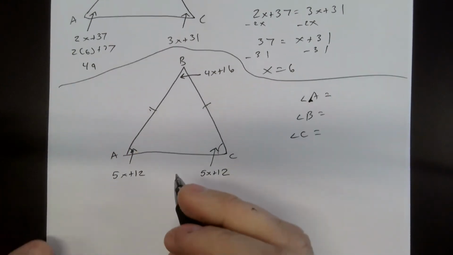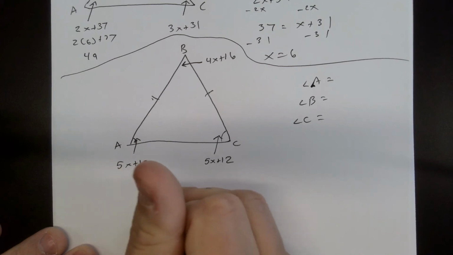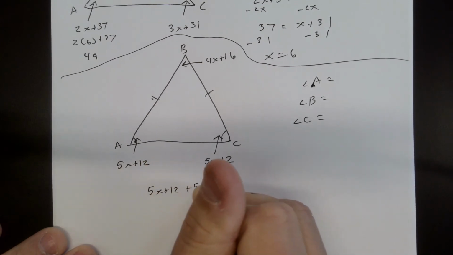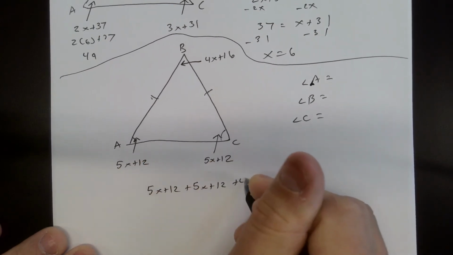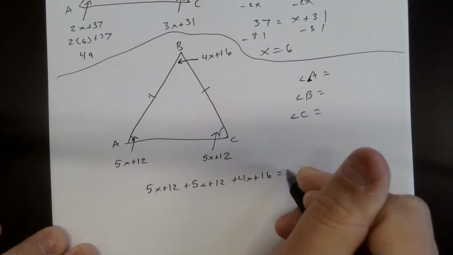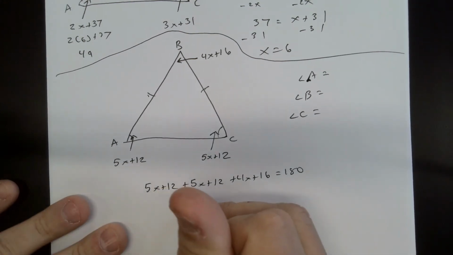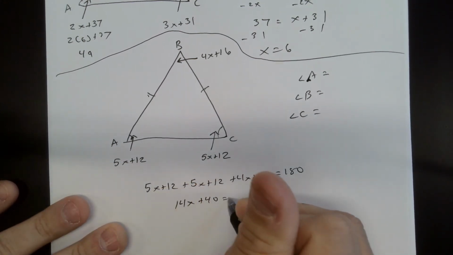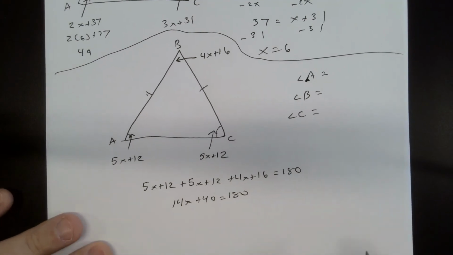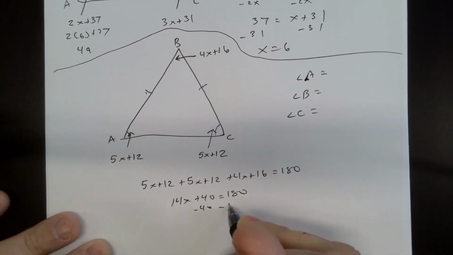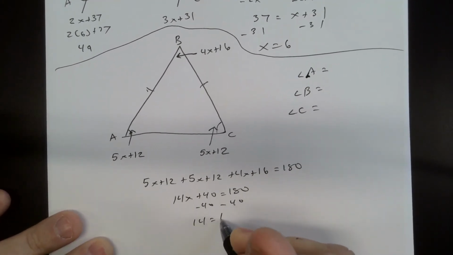Now we can add them all up and set them equal to 180. Is that what it is? 14x plus 40 equals 180. Subtract 40. 14x equals 140, or x equals 10. Is that right? Check my math, everyone.